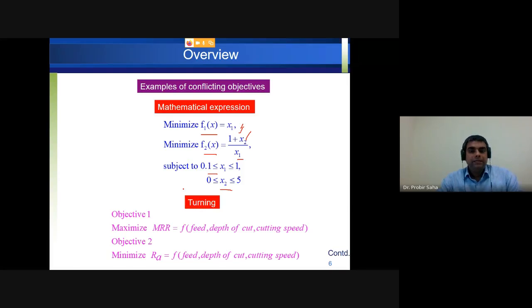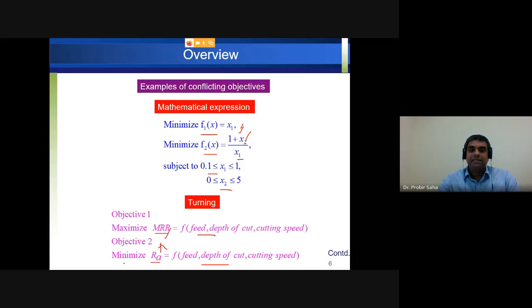Okay. Now, if you see the turning operation, again I have used it. We have MRR and we have surface roughness. Now, the MRR has different process variables, and surface roughness also has different process variables. By tuning these process parameters, if you try to increase the MRR, you will see that the Ra value also goes high. But what is your requirement? As a process engineer, your requirement is also to have a minimized Ra.